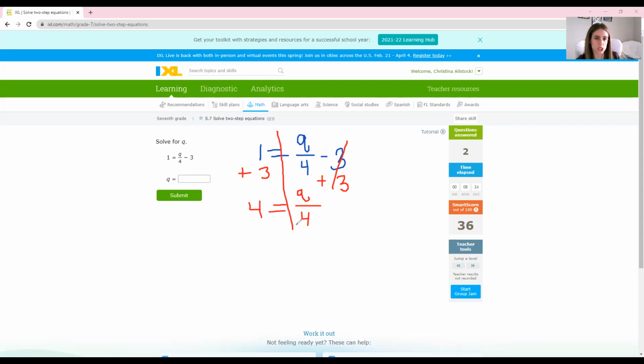One more step. What do we got to do? Hopefully you thought multiplication, because multiplication is the inverse, the opposite of division. So we are going to multiply both sides by 4. 4 times 4 is 16. Multiplication and division are opposite, so that cancels out, and we are just left with q. 16 equals q. We got our variable isolated. We know what that represents, the number 16.